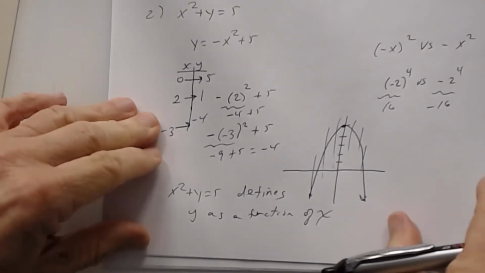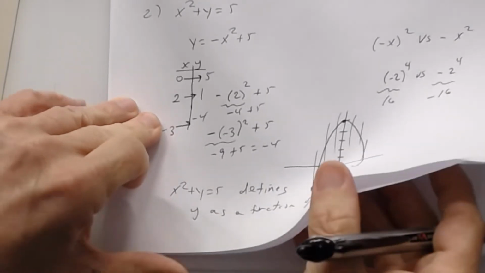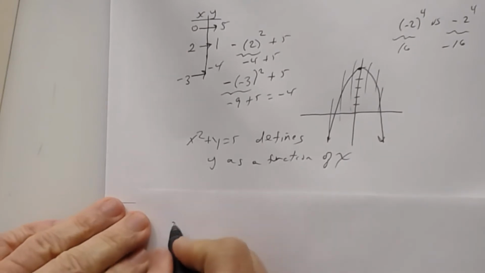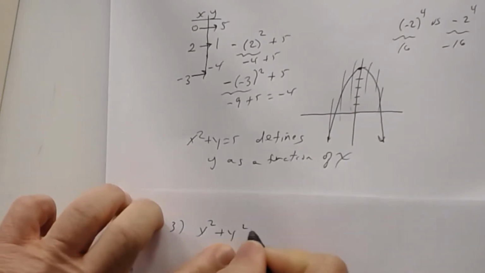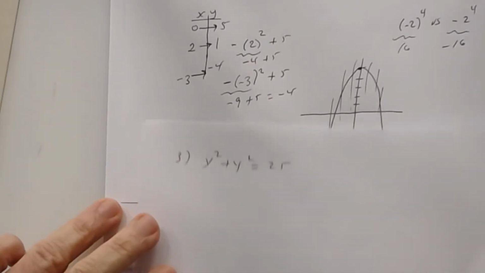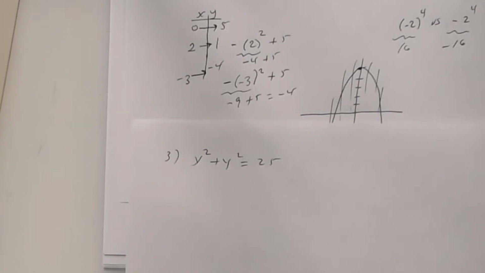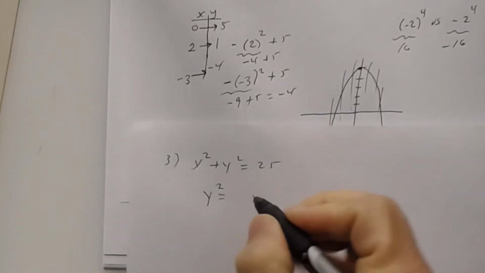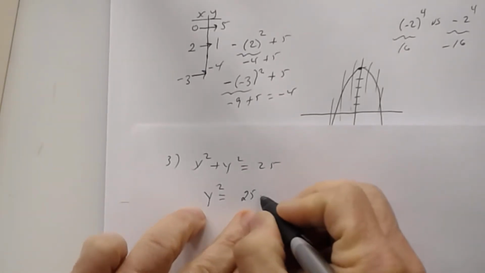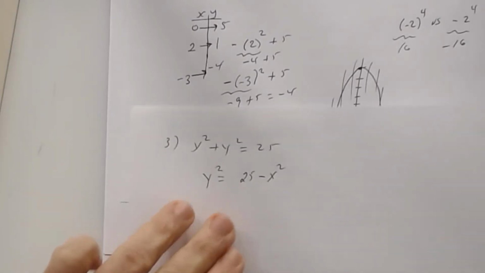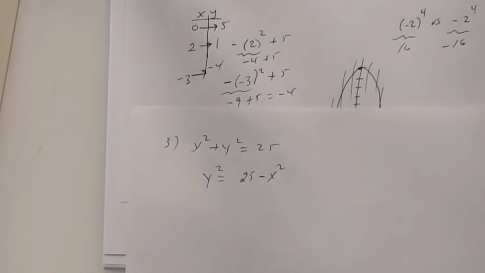Let's look at number three. Number three, you have x squared plus y squared equal 25. Let's just get y by itself. So if I get y by itself, I'm going to get y squared equal 25 what? Minus x squared. Okay? I have y squared now. Now, next step is this. I'm going to ask you how to get y by itself. Square root. You had that in your first test.